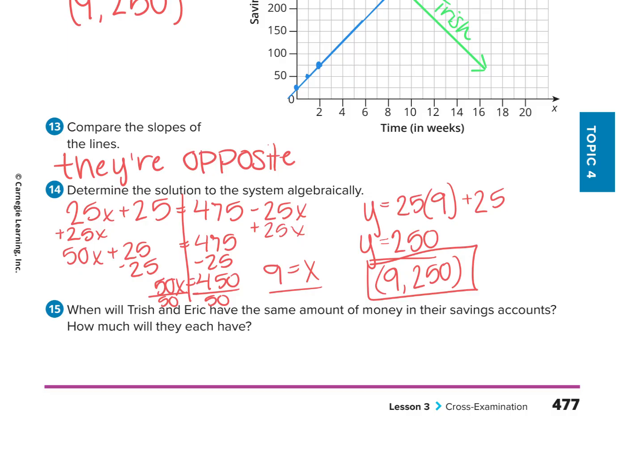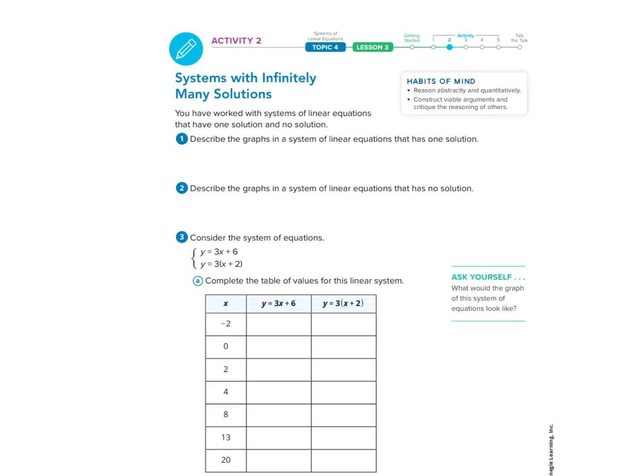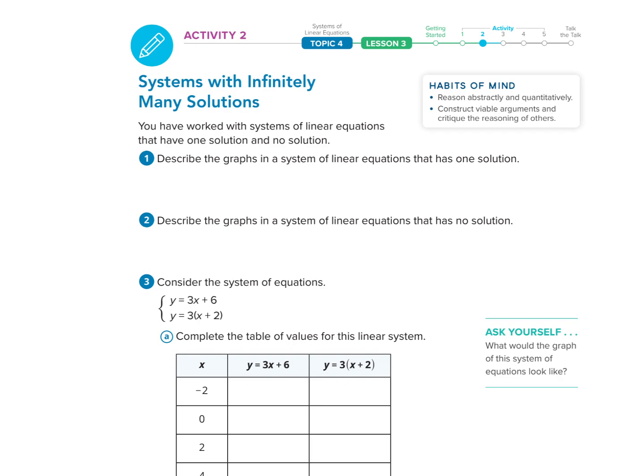Now we're going to look at an example where you're going to have infinitely many solutions. So here it says you have worked with systems of linear equations that have one solution and no solutions. Number 1, describe the graphs in the system of linear equations with one solution. We would have one point of intersection, or we can just say one intersection.